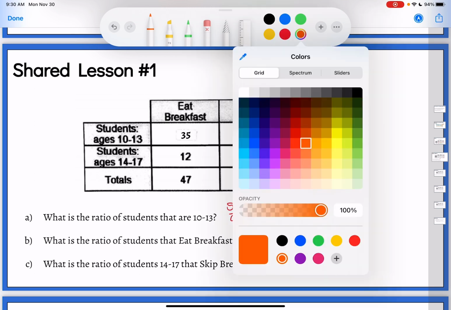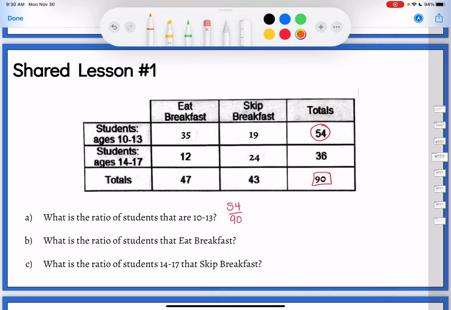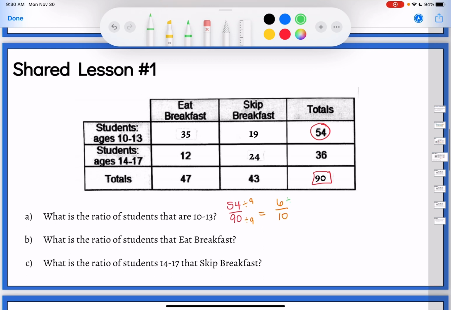Now remember, whenever you are doing a fraction, you always want to reduce it. What jumps out at me right away is that I could divide both of these by 9. So that would give me 6 over 10. Ooh, that's not enough. Divide again. So I would get 3 over 5. So my ratio of students that are aged 10 to 13 in this study is 3/5. So 3/5 of the students are aged 10 to 13.